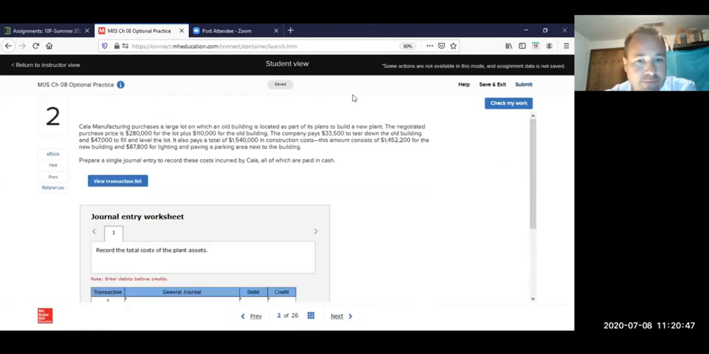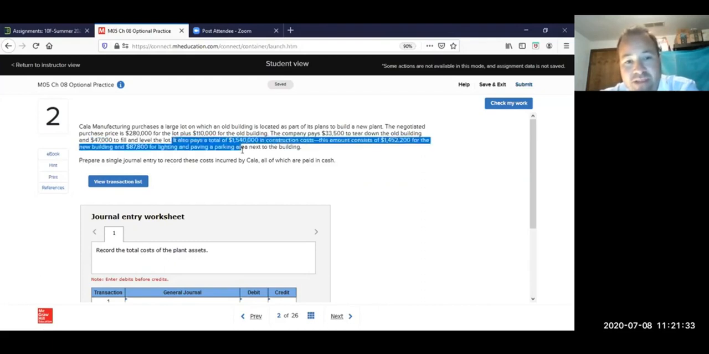For the second one, this is taking us to the next step of my lecture notes, looking at land. We're going to purchase a chunk of land and then eventually put a building and some landscaping and different things around it. We notice here the negotiated price was $280,000 for the lot plus $110,000 for the old building. I don't even want the old building, because you can see here it costs us an extra $33,500 to tear it down. Otherwise, I could have just bought the land for $280,000 and saved this and the $33,500. And then we had to pay an extra $47,000 to fill and level.